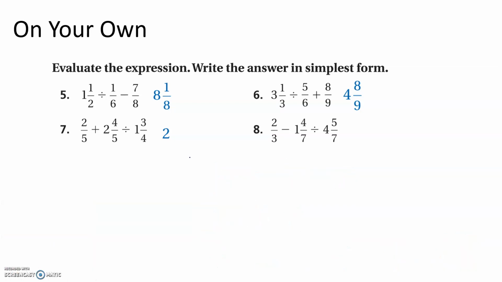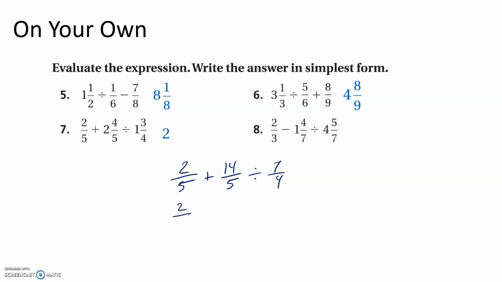All right, number 7. Okay, 2/5 plus 14/5 divided by 4/7. Now, my first reaction is to do 2/5 plus 14/5, but that's not following the order of operations. Division always comes before addition, so I've got to do the division problem.